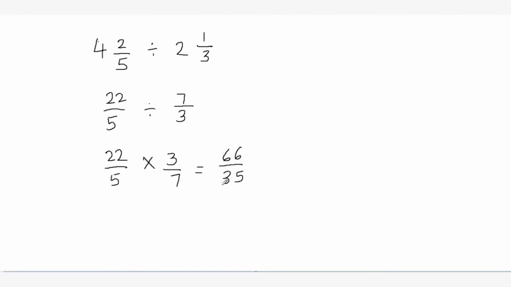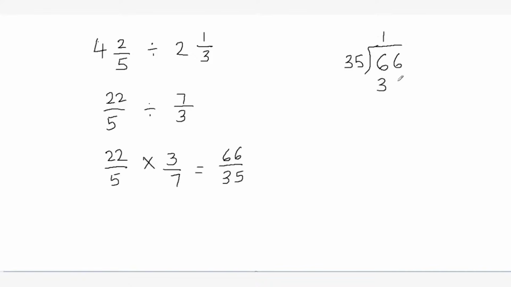I can't leave my fraction in this form. This is an improper fraction. So I'll convert this into a mixed fraction, and we're going to do that using the long division method real quick. So 66 divided by 35. How many times will 35 go into 66? That's going to be 1 time, because 35 times 2 is 70.